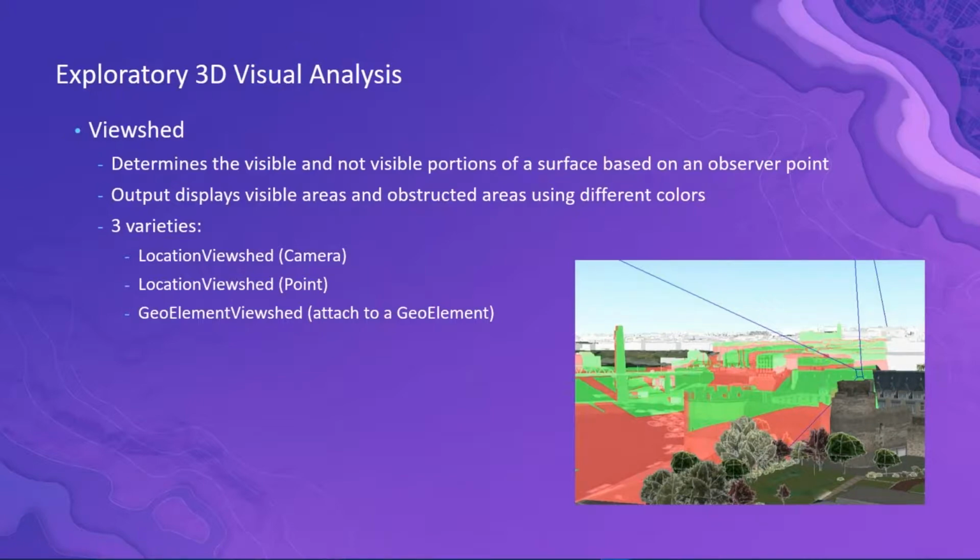Then there's also the geo-element viewshed, which allows you to attach it to a geo-element. So attaching it to a feature or a graphic, and then similar to the geo-element line of sight, it updates as the position of that graphic and feature updates automatically. You can also change several parameters of your viewshed. So you can give it a horizontal angle, so it could be 360 degrees, or it could be less than that if you'd like. You can change the vertical angle, the pitch of the viewshed, the minimum distance, the maximum distance, all those sorts of things.